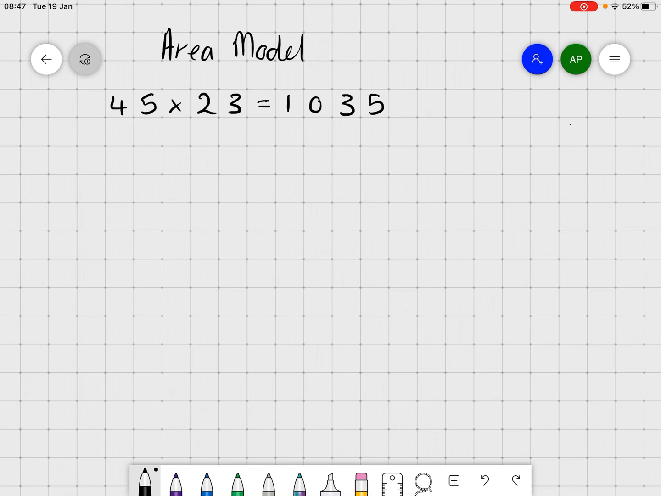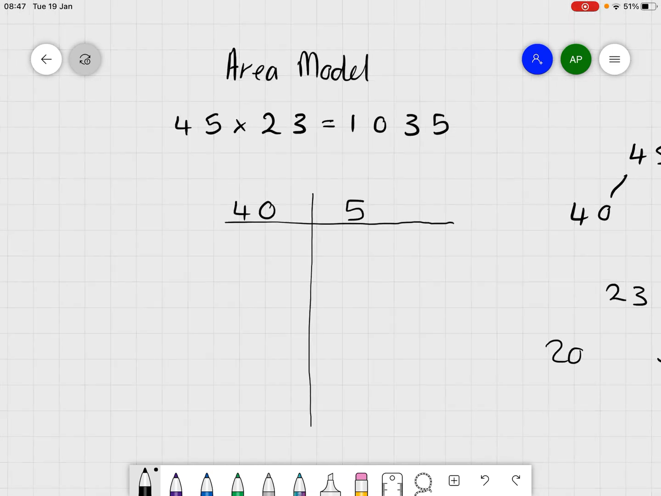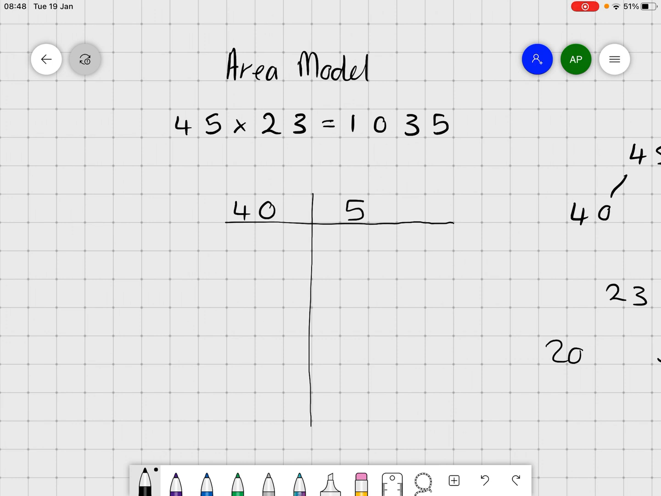So what I can do is we can see these two numbers. We've got 45 and we've got 23. Now I can partition those numbers. If I take my 45, I can partition that into 40 and 5. And if I take my 23, I can partition that into 20 and 3. So I'm going to show that over here. I'm going to put 40 and 5, and I'm going to draw that out. Might be a little bit bigger just in case.